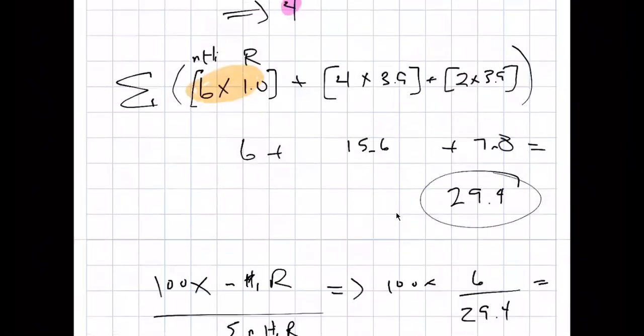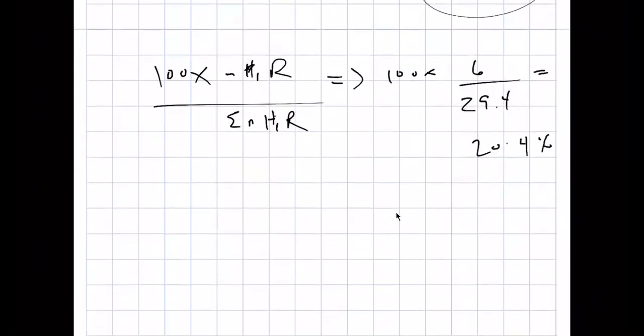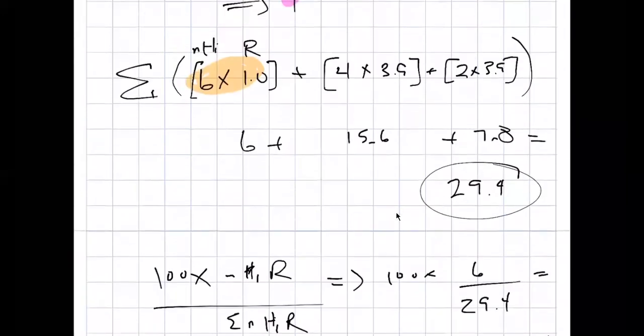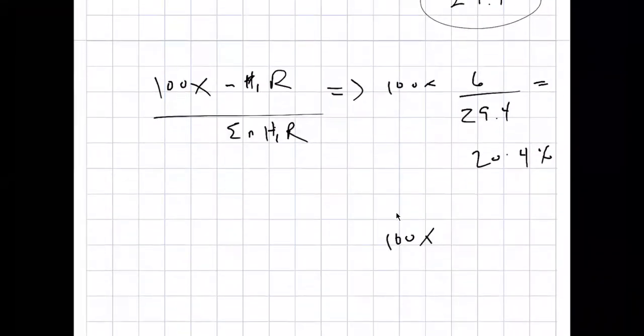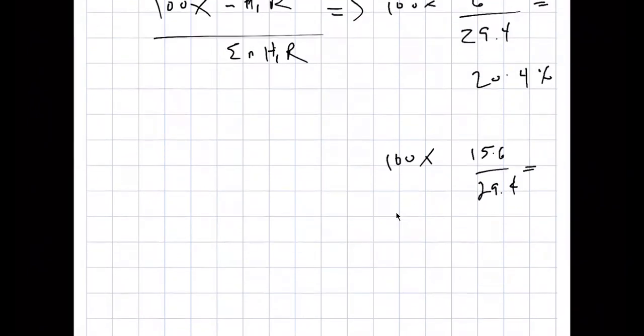We already got the sum, 29.4, so we don't have to do that again. We just need to plug the numbers in. So we're going to say 100 times, what is it, 7.8. Let's do the 4 one, 15.6. 15.6 divided by 29.4. That's going to be close to 50%. A little bit over 50%. 53.1. Okay, so 53.1%. Good.